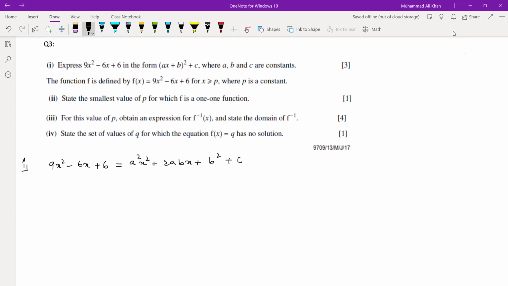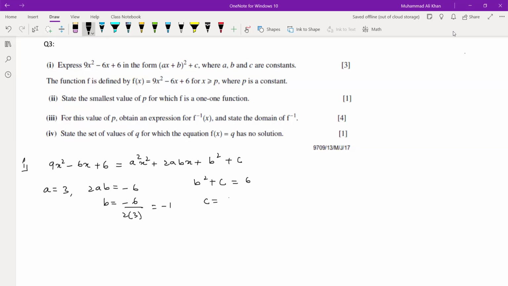Now, after that, compare. A squared equals to 9. So what is the value of a? The value of a is 3. And the coefficient of x, 2ab equals to minus 6. So the value of b is minus 6 divided by 2 times a. A is 3. It is minus 1. And the constant, b squared plus c equals to 6.